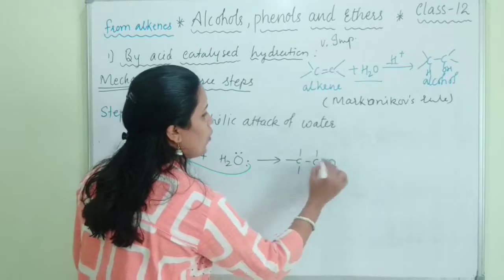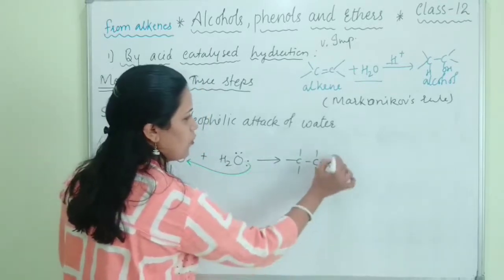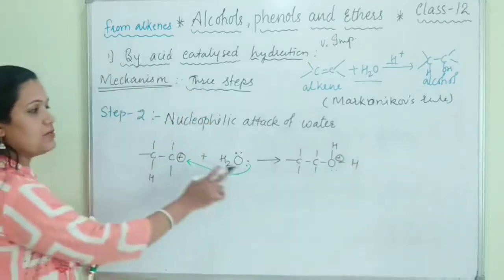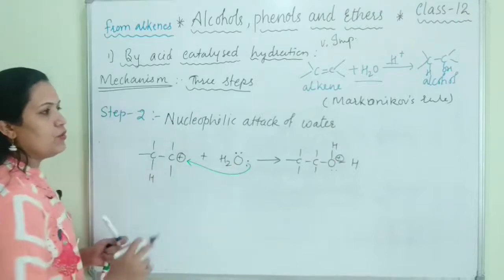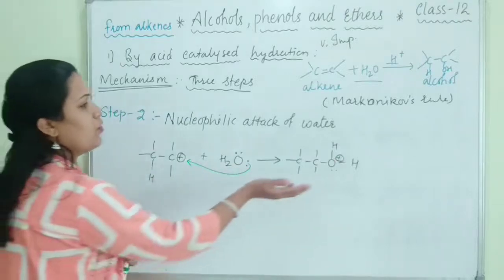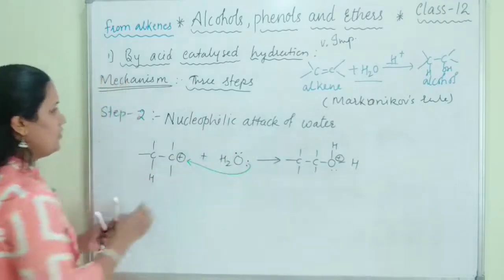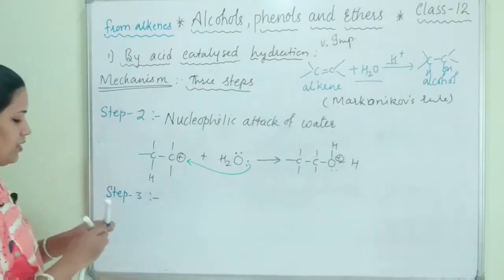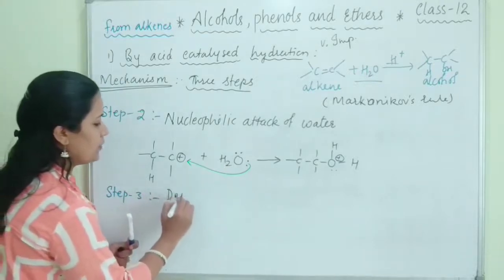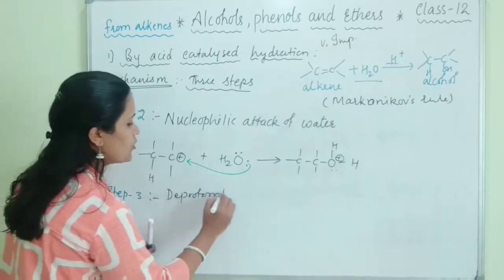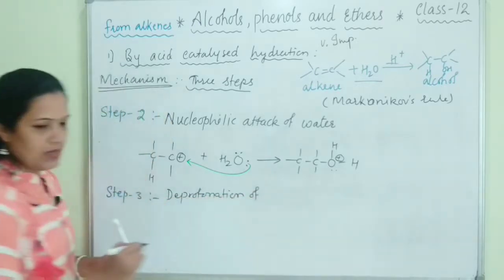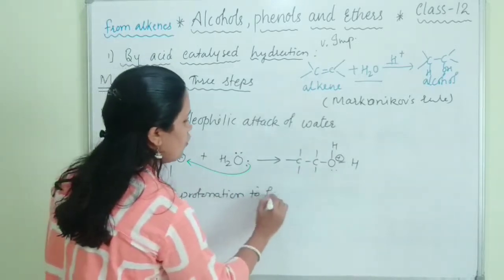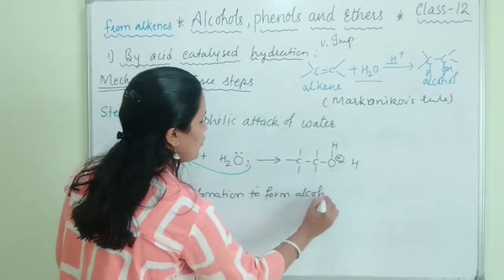So O will be attached from here, with one lone pair, and here one H and then H, and it will acquire a positive charge. Why positive charge? Because it has given one electron pair to carbon. So here we got the product after nucleophilic attack. Now see that in step 3 there would be deprotonation to form alcohol.